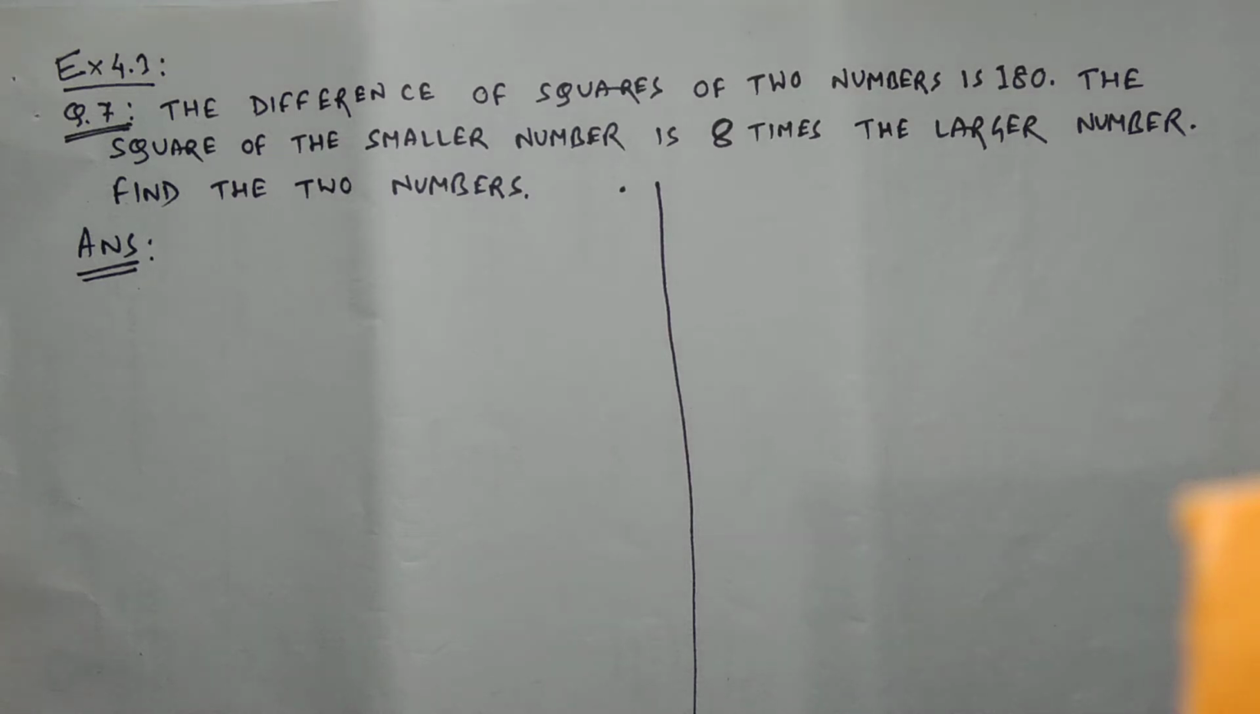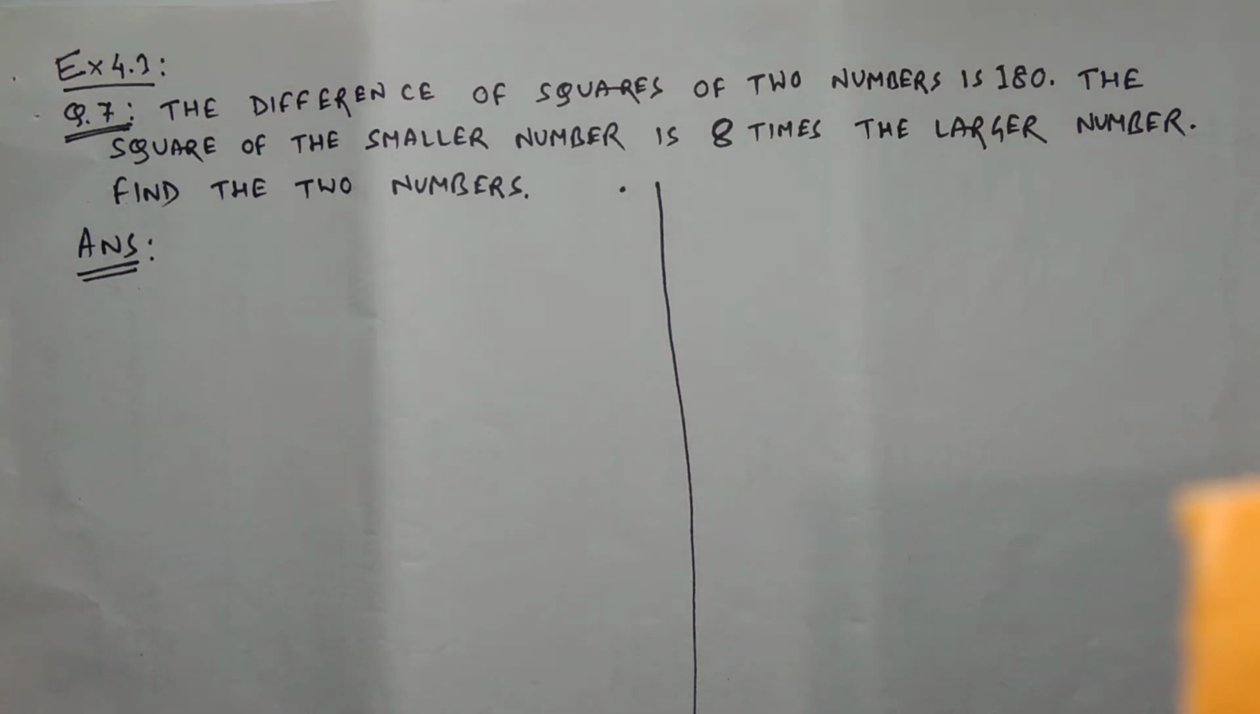Question number 7, exercise 4.3. The difference of the squares of two numbers is 180. So you have two numbers, and when you find the difference of their squares, you get 180. Next, the square of the smaller number is 8 times the larger one. When you take the square of the smaller number, you get 8 times, 8 into the larger number. Find the two numbers. We have to find both the numbers.